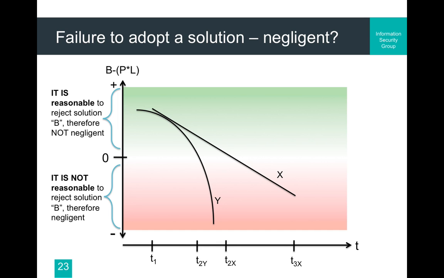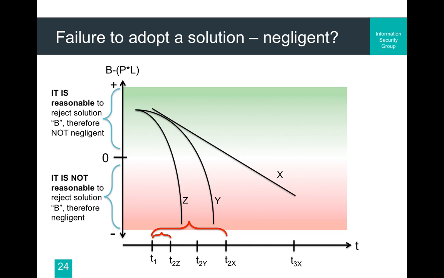And that, I believe, suggests that rather than function X or function Y, we're probably looking at an environment something more like this curve Z. And as you can see, time 2Z is again much earlier, much closer to time t1 than either of the other two functions.